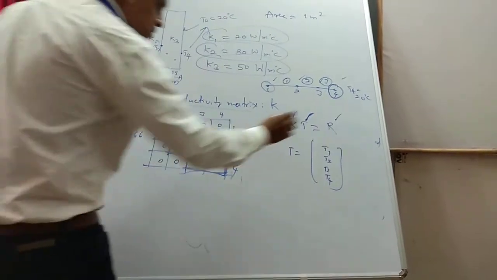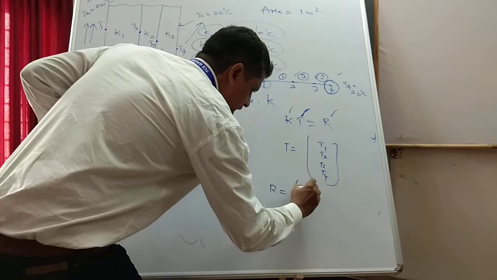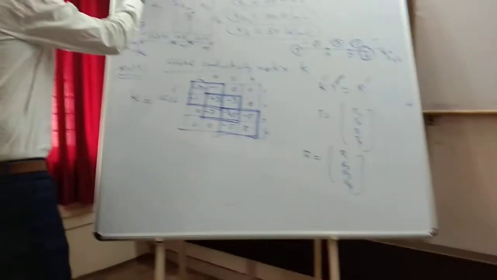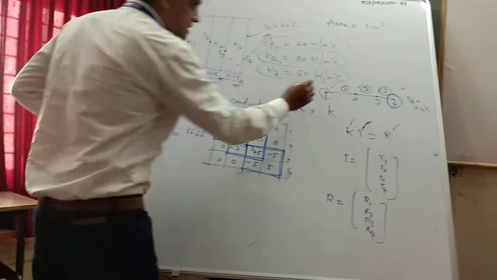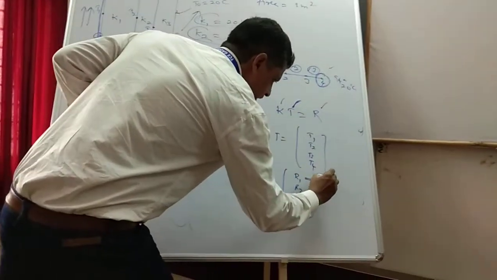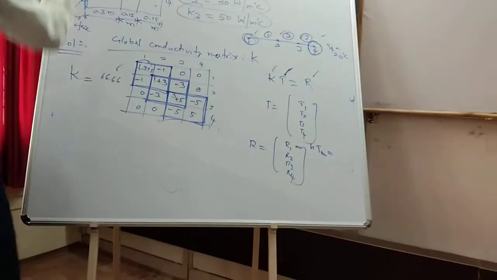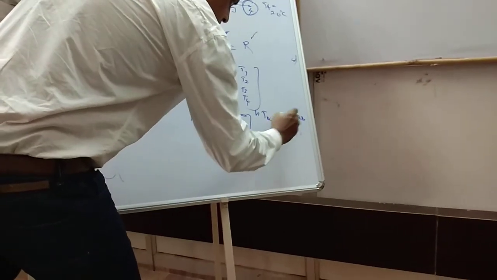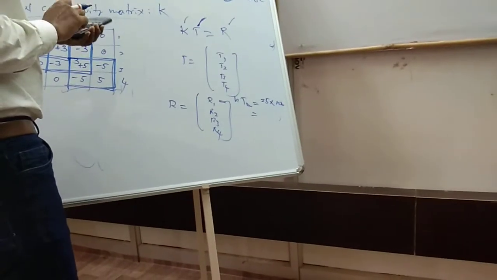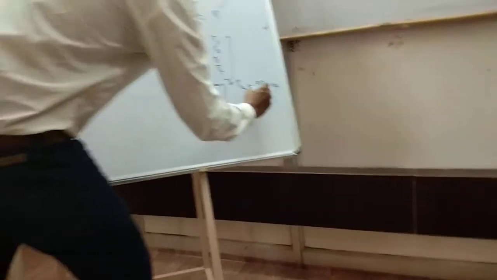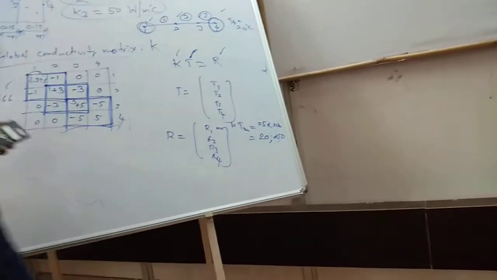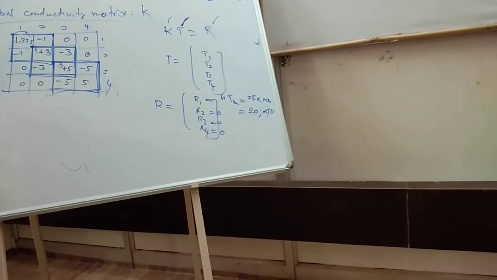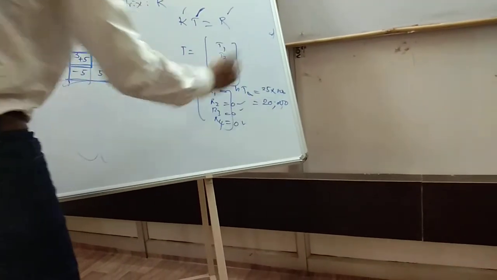Next, what is the heat rate vector? The heat rate vector is given by R1, R2, R3, R4. Since the convection occurs on the inner surface, that is at node 1, R1 will become H into T infinity. What is H? 25 into 800. We got 20,000. That is the heat rate. And R2, R3, R4: since there is no heat rate at nodes 2, 3 and 4, you just write it as 0.